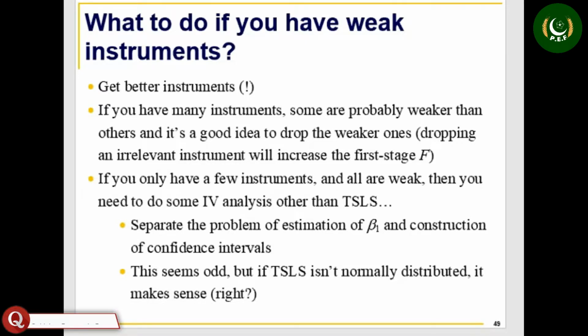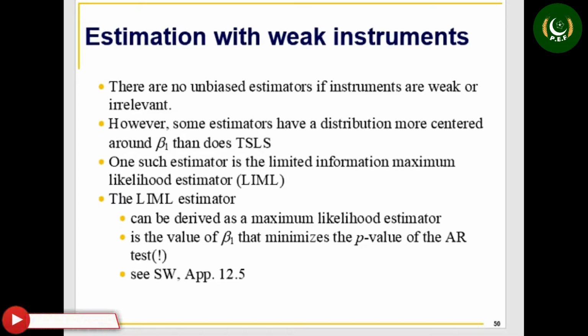So if you have a weak instrument, what to do? Okay, get better instruments. Easier said than done. Not a joke. It's a tough task. If you have many instruments, then you can drop the weaker ones and pick the stronger. Okay, if you have few instruments and all are weak, that's the name of the game, then you need to use a method other than two-stage least square, which we'll discuss at some other stage. At the moment, I'm not going to discuss those methods.